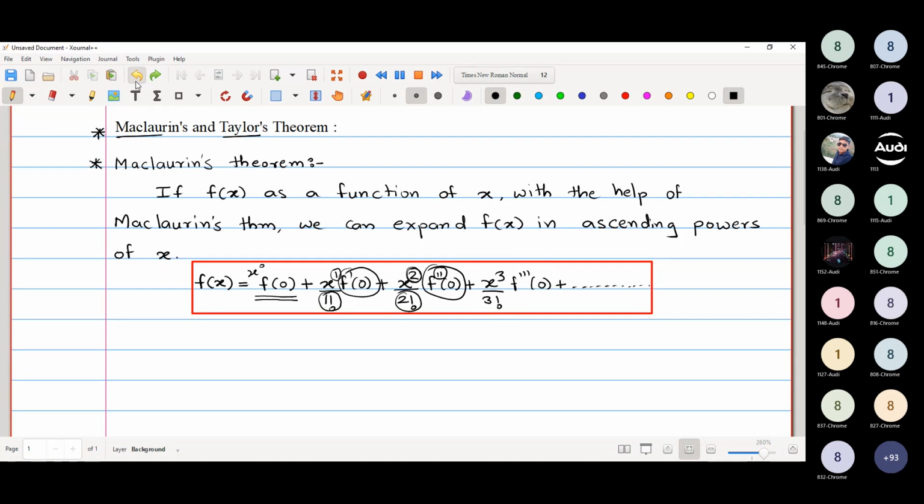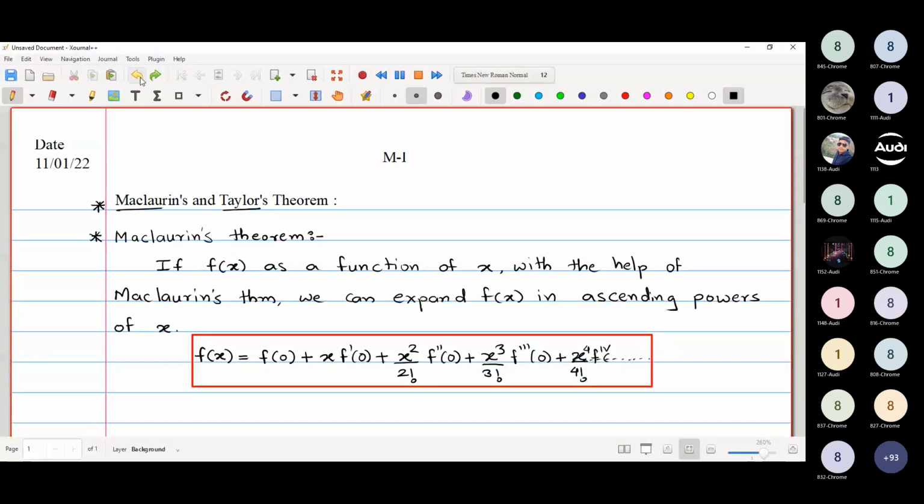Can anyone tell me what will be the next term in this expansion? Can you tell me the next term here after this x cube? X raised to 4 upon 4 factorial into the fourth derivative of f at 0. Yes. Are you getting it? समझ में आ रहा है सबको? So in this way, they may ask you to find the expansion of the function up to the power 4.